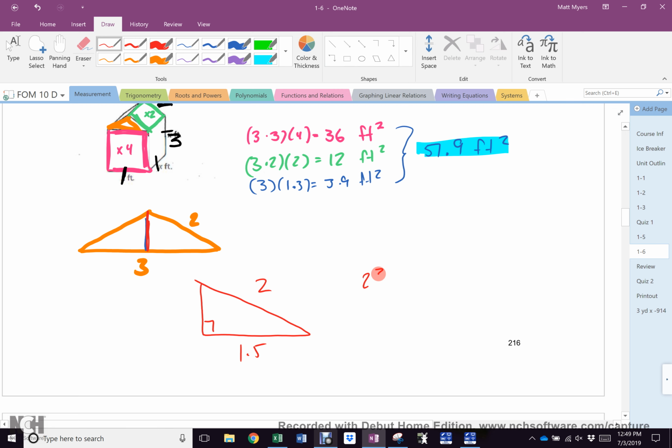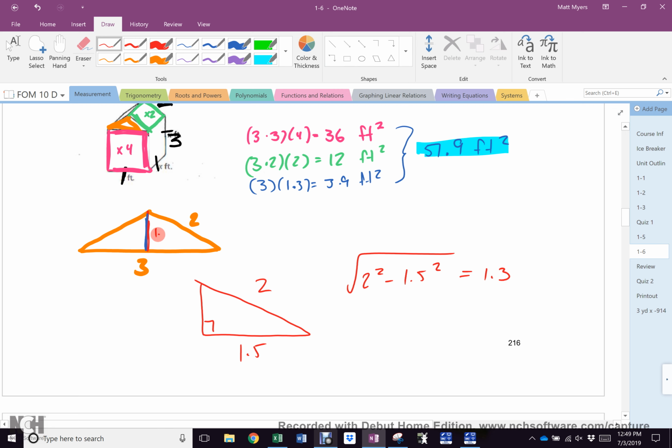Yeah. It's 2 squared minus 1.5 squared. Then I square root. Why is it minus? I thought it was a squared plus b squared. Because I'm trying to find a leg, I've got the hypotenuse. So that gives me 1.3.